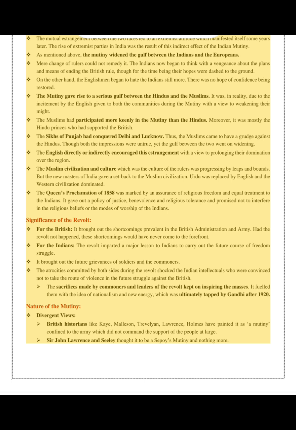The atrocities committed by both sides during the revolt shocked the Indian intellectuals, who were convinced not to take the route of violence in the future struggle against the British. The sacrifices made by commoners and leaders of the revolt kept on inspiring the masses. It fueled them with the idea of nationalism and new energy, which was ultimately tapped by Gandhi after 1920.